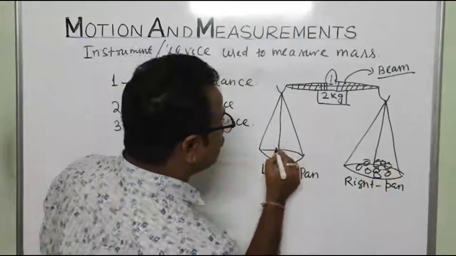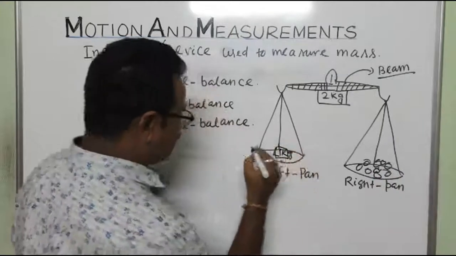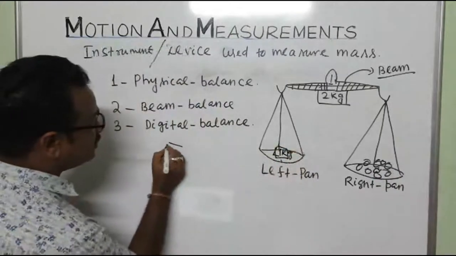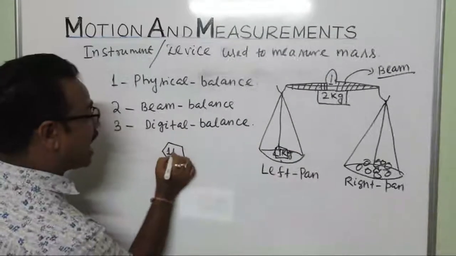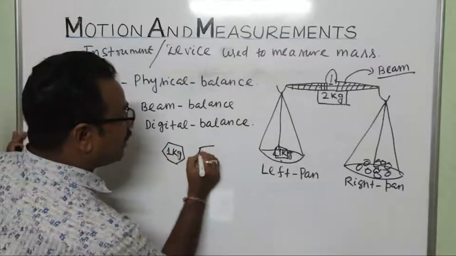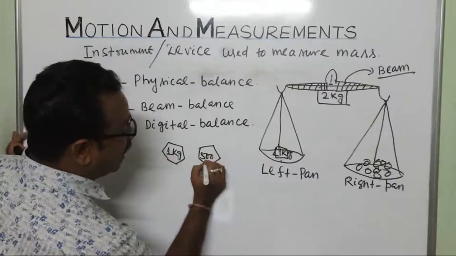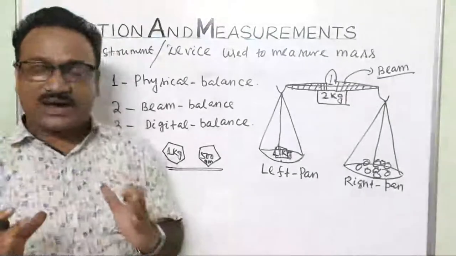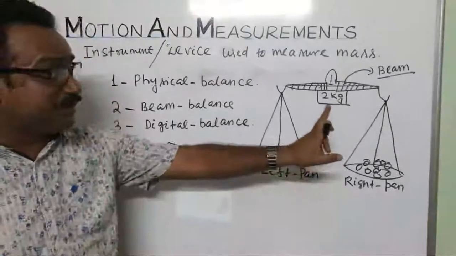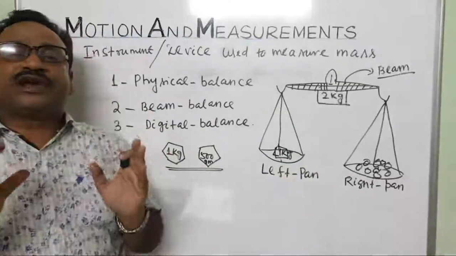But here, measures. 1 kg measures. You have seen this in the market, written 1 kg. Here another one is there, written 500 gram. So, these are called measures. This is the balance, the beam balance. So, this beam balance is more popular for measuring what?